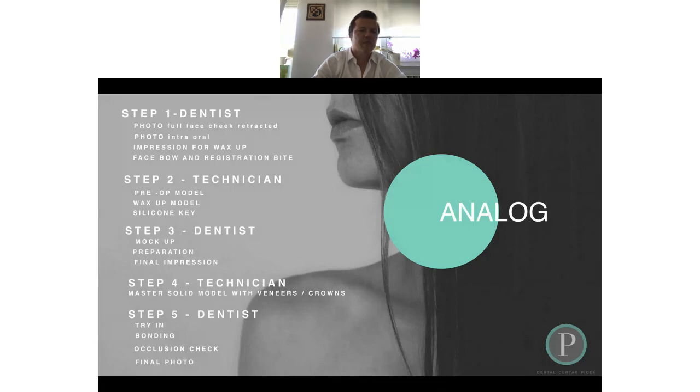Then step 5, which for me is the hardest part, because bonding takes a lot of time, as we will see furthermore in the case. And we do the occlusion check and final photo. I do it immediately because sometimes patients are supposed to come back after 2 weeks, but they forget because they feel comfortable and everything is okay, so they come later on.